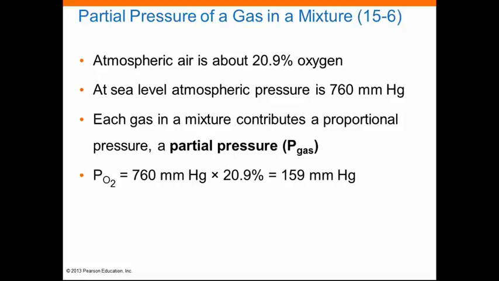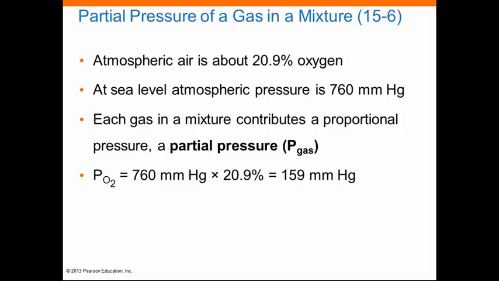So atmospheric air that we breathe is made up of 78.6% nitrogen, 20.9% oxygen, and 0.04% carbon dioxide. The remaining percentage is water vapor. Now at sea level, atmospheric pressure is 760 millimeters of mercury, and each gas in a mixture contributes a proportional pressure, or a partial pressure. Therefore, if you were to add the pressures of nitrogen, oxygen, carbon dioxide, and the water vapor, they would all total 760 millimeters of mercury.